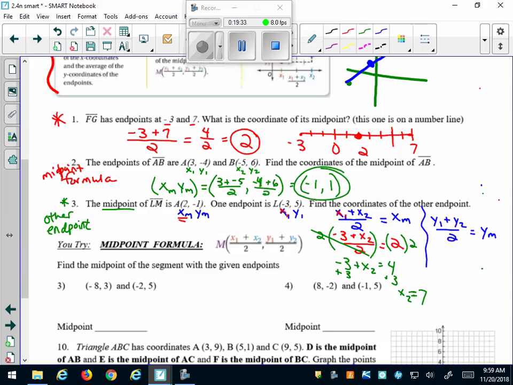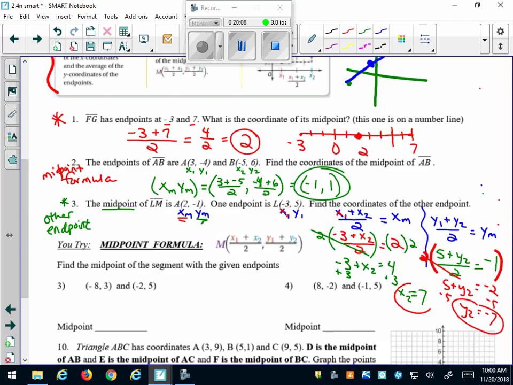And then you can do the same thing with the y's. We know one y coordinate is 5. We need the other y coordinate. We know the midpoint y coordinate is -1. So again, multiply both sides by 2. And it cancels on the left. And we get 5 plus y2 equals negative 2. Subtract 5, and y2 equals negative 7. So find the coordinates of the other endpoint. 7, negative 7.